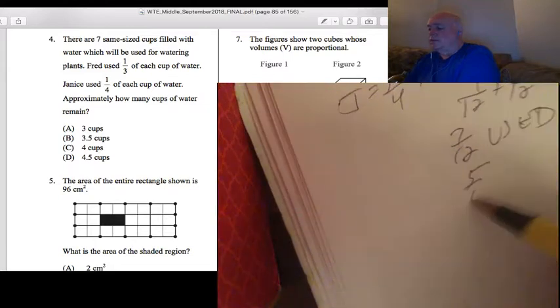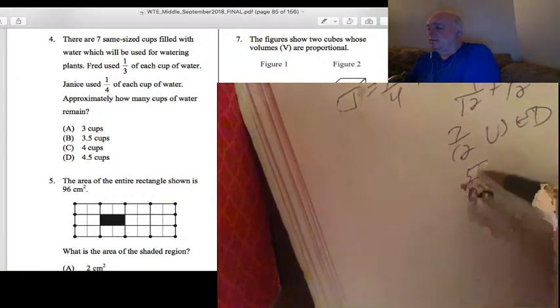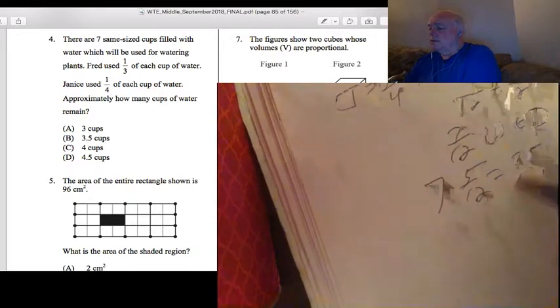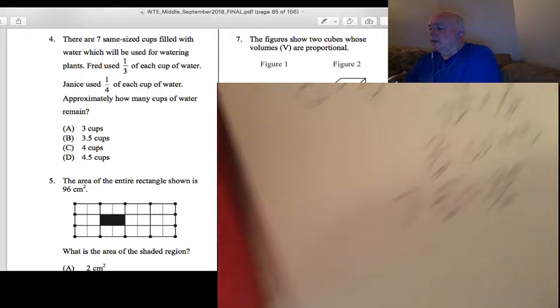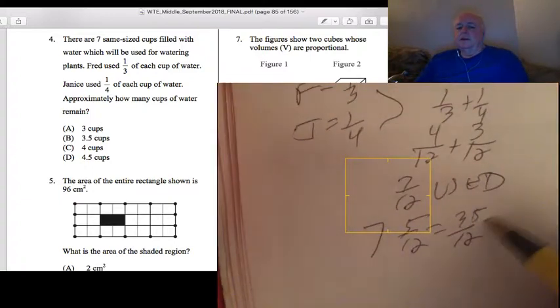And they did that for 7 of them. They did that 7 times. So you get 35 twelfths, okay? And as you can see, that's almost 36 twelfths, and it's almost 3. The question asked approximately, so the answer will be A.